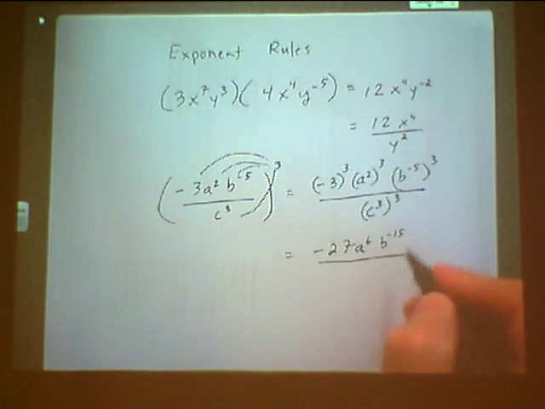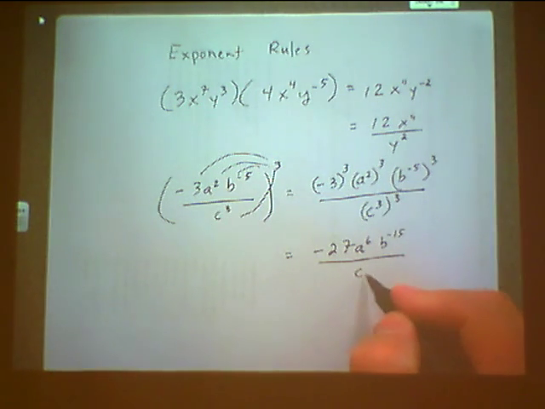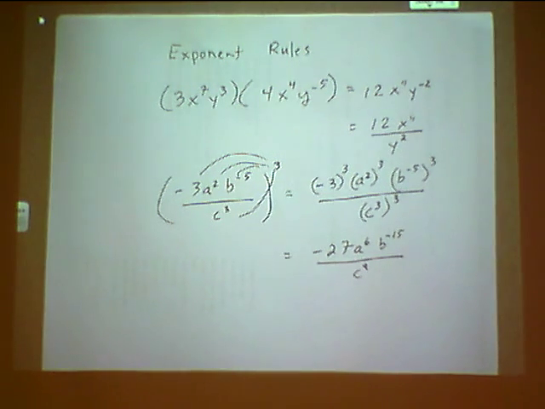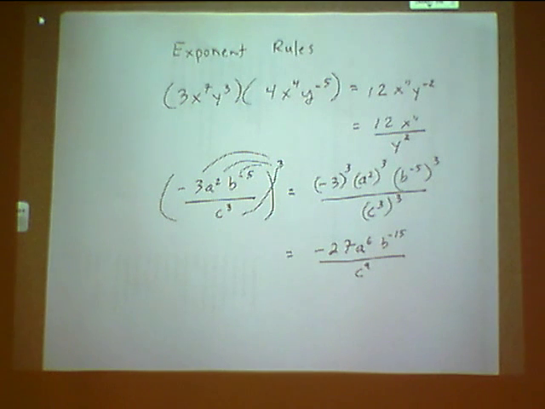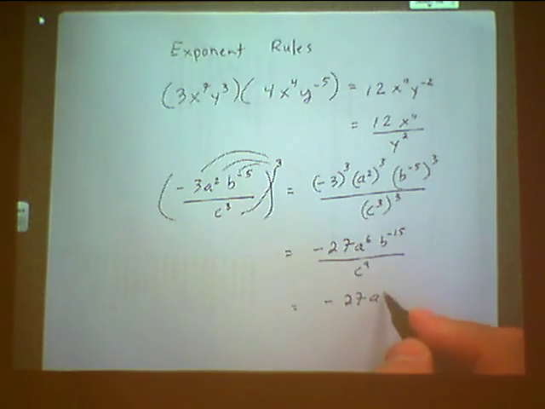And then in the denominator, c cubed raised to the third power. Once again, we multiply the exponents. C to the 9th. Now we're almost done, except that once again I have a negative exponent here, which I have to take care of. So to make that a positive exponent, it's just going to go into the denominator. So my final answer should be negative 27a to the 6th over c to the 9th times b to the 15th.